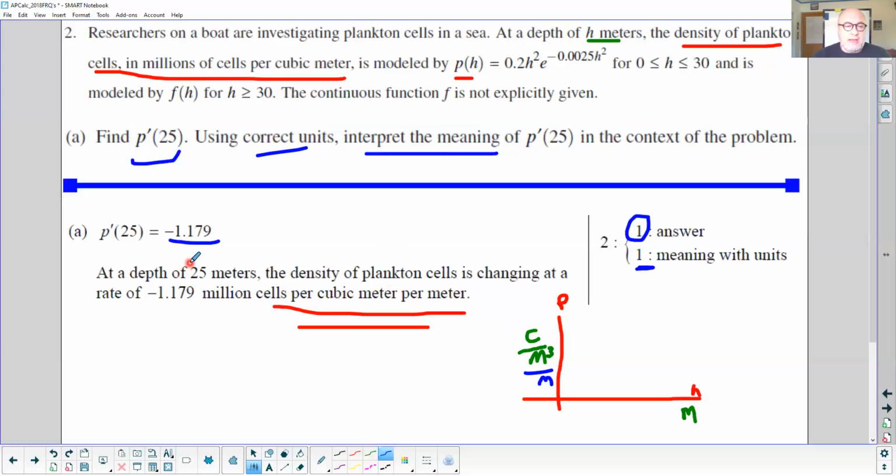Now, don't forget your other point. You have to not just talk about P prime of H, but you must talk about P prime of 25. So you really need to have this 25 in your explanation also, or else it's just a general answer, not a specific P prime of 25.